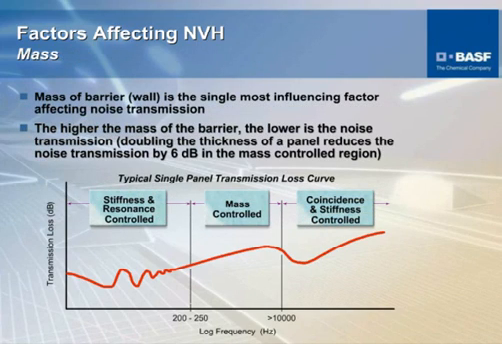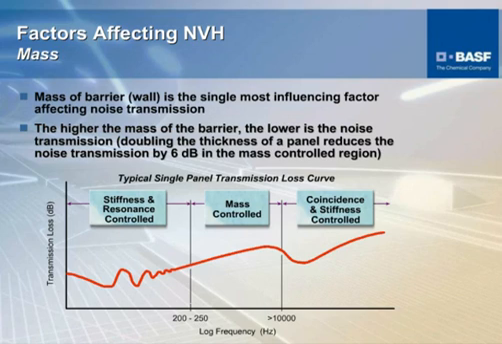The mass itself affects the NVH characteristics, in particular sound transmission loss. What I mean by sound transmission loss is the ability of a material to reduce the sound energy transmitted through that material. The higher the mass of the barrier, referring to sound transmission loss here, so we're referring to barrier systems, the lower is the noise transmission. So it's strictly related to the thickness of the mass. Doubling the thickness of a panel, for example, reduces noise transmission by 6 decibels, which is significant in acoustic board.